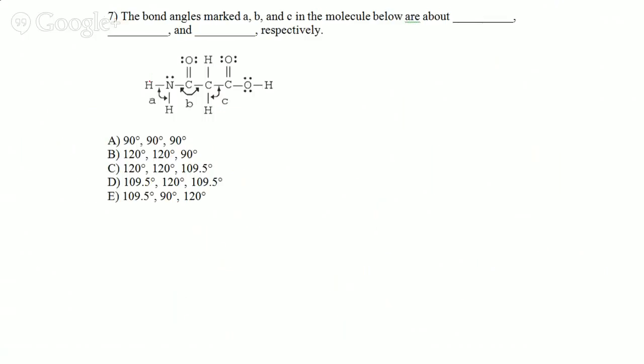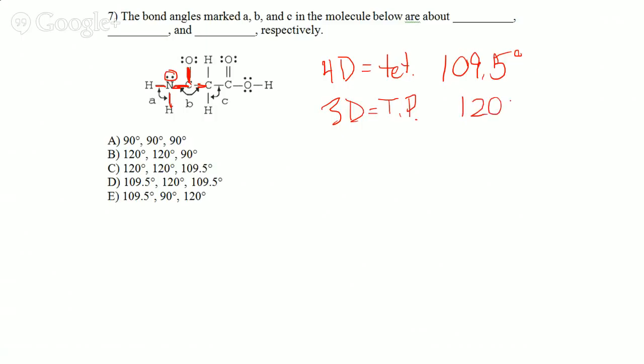7. The bonds marked A, B, and C in the molecule below are about blank, blank, and blank respectively. All right, well, let's take a look at A. If I'm looking at this nitrogen, I got 1, 2, 3, 4 domains. So 4 domains is going to give me a tetrahedral electron geometry, which is 109.5 degrees. If I take a look at this B, I have 1, 2, 3 bonding domains. So if I have 3 domains, it's going to be trigonal pyramidal, which is going to be 120 degrees.